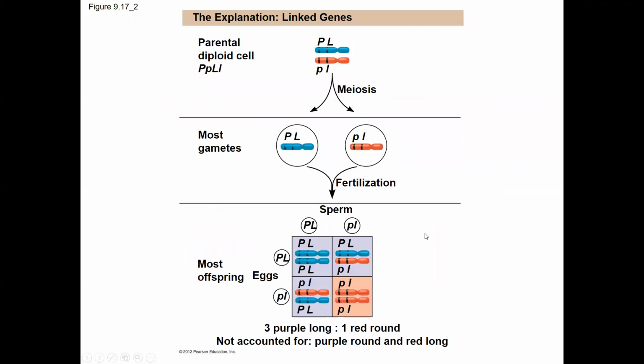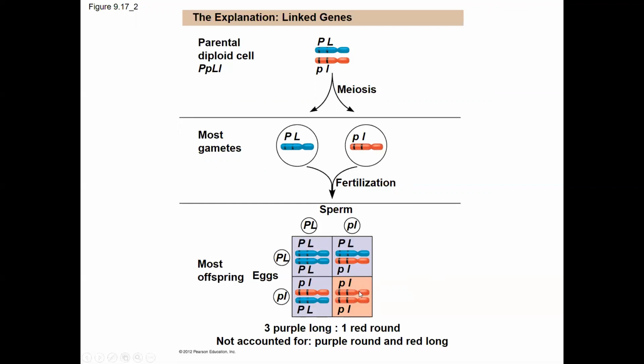And so how do you explain this? It has to do with genes being located very close together on the chromosomes. So this is just showing you the chromosomes here, and then most gametes end up having either both dominant or both recessive alleles, and then if you make those sperm and eggs, you'll get individuals that have a more 3-to-1 output. So purple and long being the dominant phenotype compared to the one red and round.